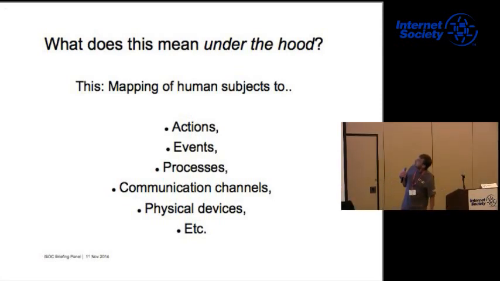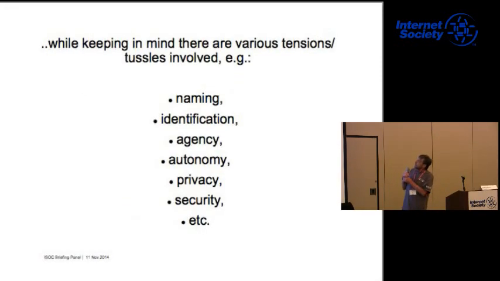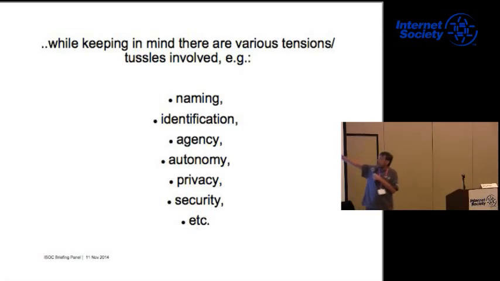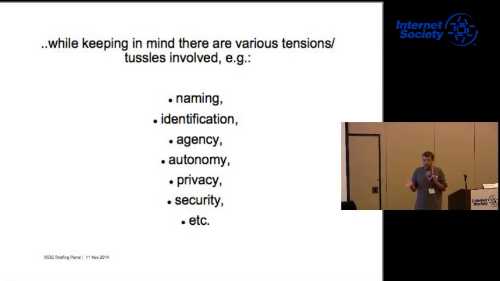Next one. We also need to keep in mind there are various tensions and tussles involved in the areas of naming, identification, agency, autonomy, privacy, and security. So the more we work to make it smooth and seamless, we have to also take into account the individual's use cases, requirements and notions. Maybe they don't want to be identified with certain attributes, and they do want to assert other ones. How do we accommodate that? And how do we make it seamless across different modes of interaction?